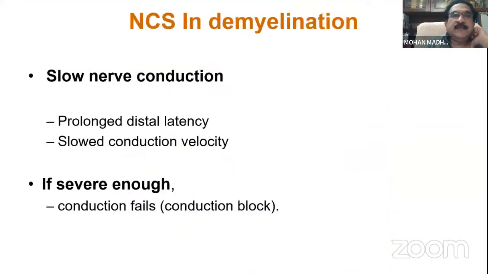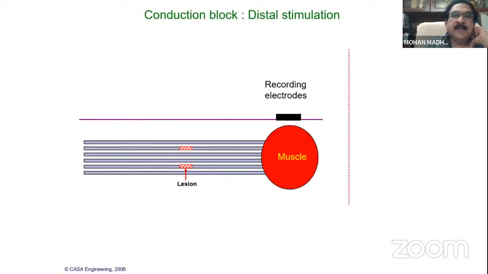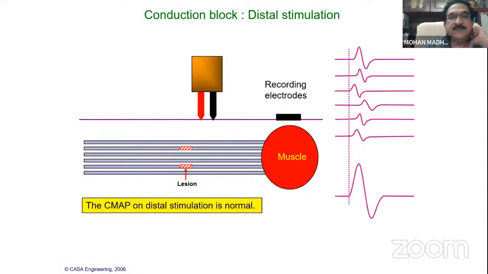So what will result is slow nerve conduction, that is prolonged distal latency and slowed conduction velocity. And if severe enough, conduction failure, conduction block, occurs. The one point to remember is that if you stimulate distally like this, you get a normal CMAP amplitude.